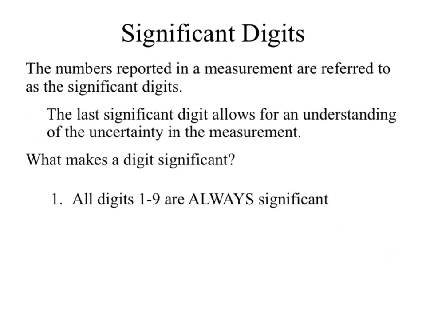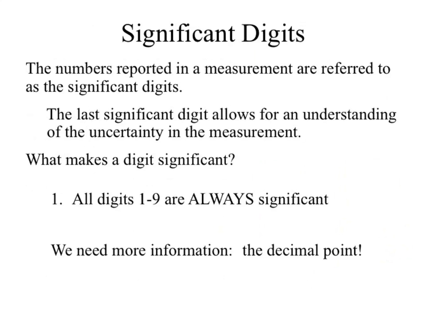The tricky one is 0. Okay? And to figure out what's going on with 0, we really need a little bit more information. And that more information is typically found in the decimal point. Which means whenever you're going through and doing your experiments, you should specify the decimal point, because that removes all ambiguity about what 0 means. Okay? And there are going to be different rules applying to it.